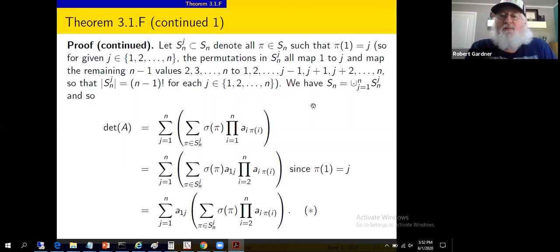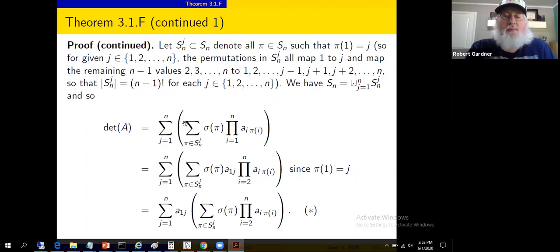In fact, what we're doing is taking S sub n and partitioning it into these S sub n super J's. And that counting argument has suggested that this is correct. So let's take the determinant of matrix A. We're used to seeing that as a single sum over all pi in S sub n, sigma of pi, product from I equals 1 to n, a sub I, pi of I.